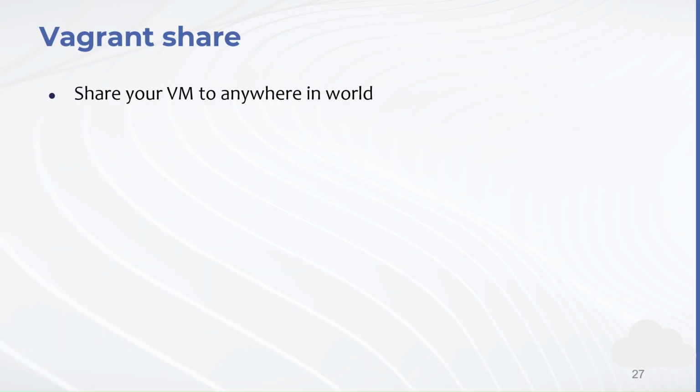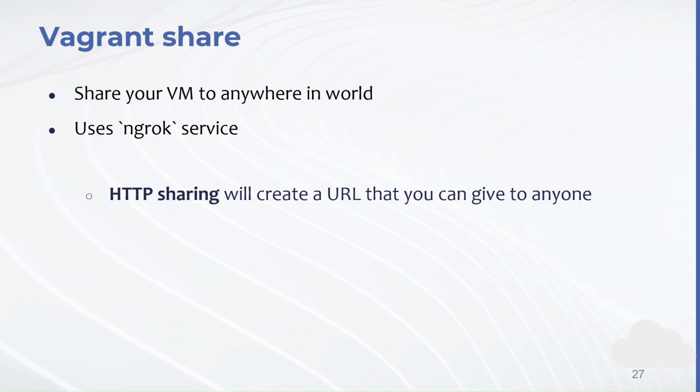It can be a specific port that you want to share, or it can be access to your virtual machine as well. It uses ngrok as a service, and there are three types of sharing that you can perform. First is HTTP sharing, which will create a URL that you can give to anyone. It is helpful if you have a web-based application that you are testing and you want it accessed by someone wherever in the world. You can use HTTP sharing.